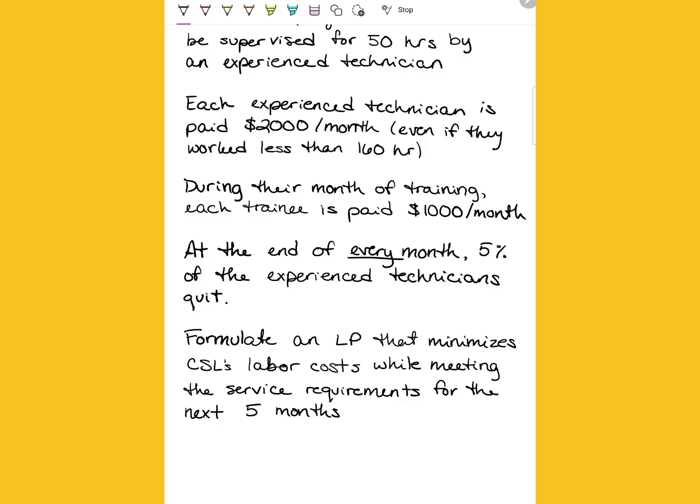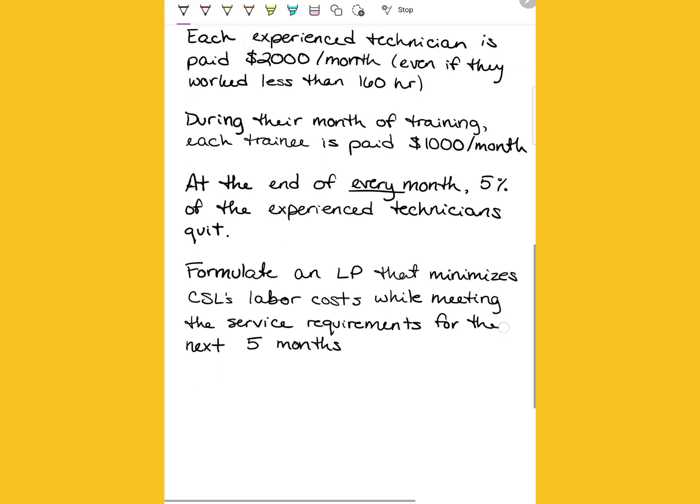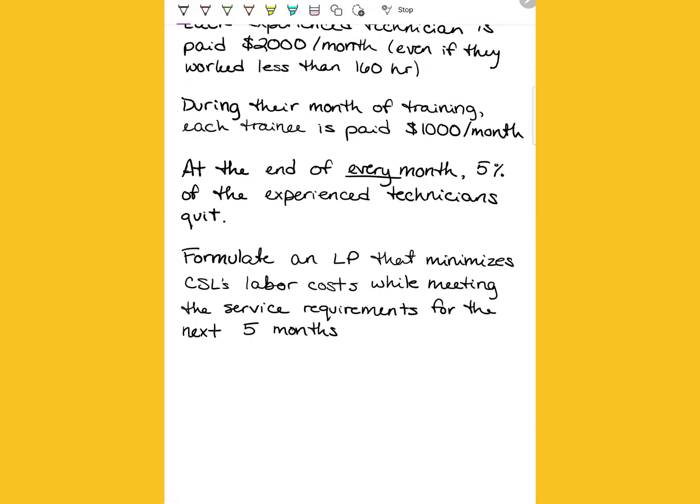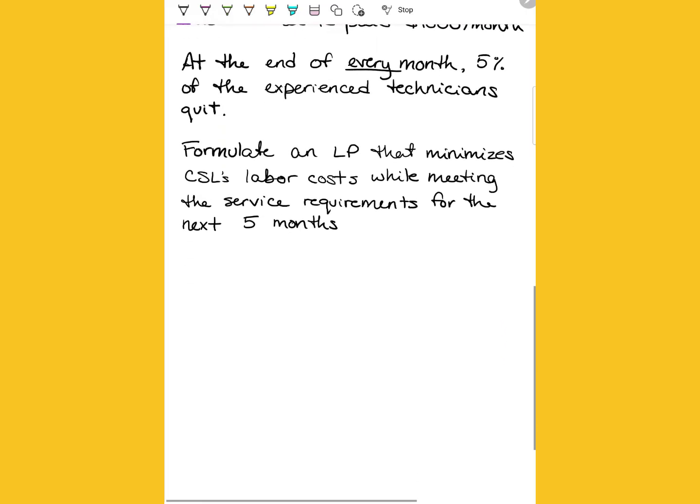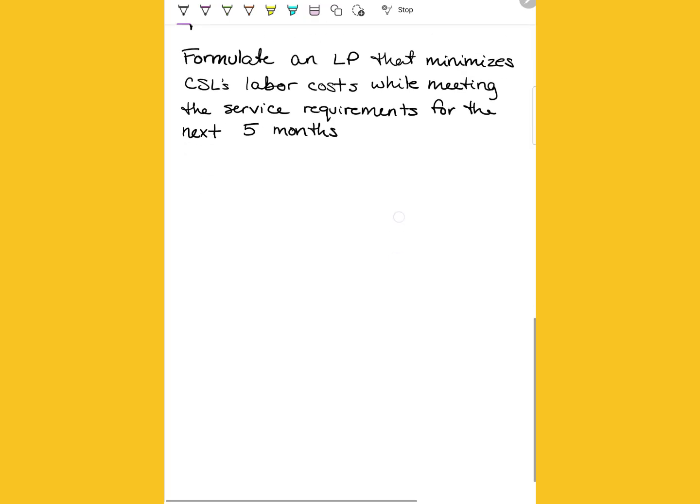As far as pay goes, each experienced technician is paid $2,000 a month, even if they worked less than 160 hours. The new trainees are paid $1,000 a month. And at the end of every month, 5% of experienced technicians quit. So the goal of the LP is to minimize CSL's labor costs while also meeting the service requirements, which are changing for the next 5 months, as described in the beginning of the problem.